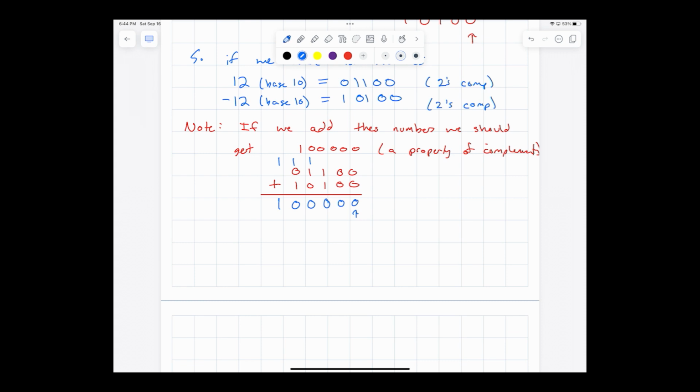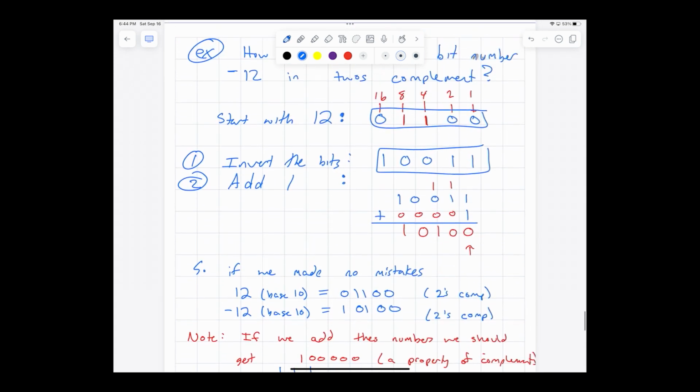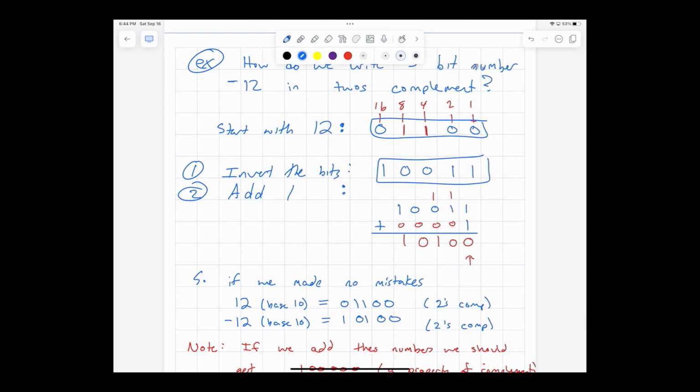Okay. Now, hopefully this process of conversion makes sense. You have to write the number as a positive number first. Then you invert the bits. Then you add 1. And then you've got the 2's complement version of that number. And so the 2's complement version will be the one that's negative, basically. So let's go back to zyBooks.